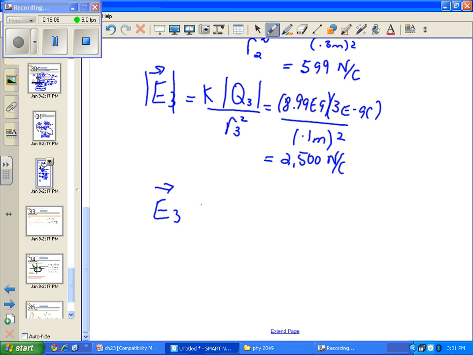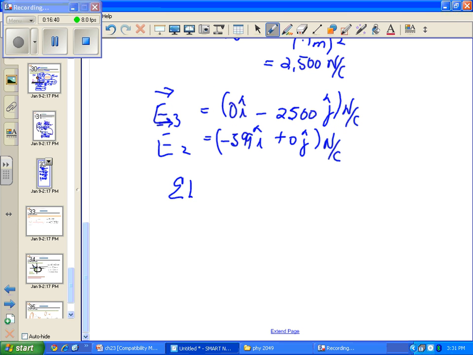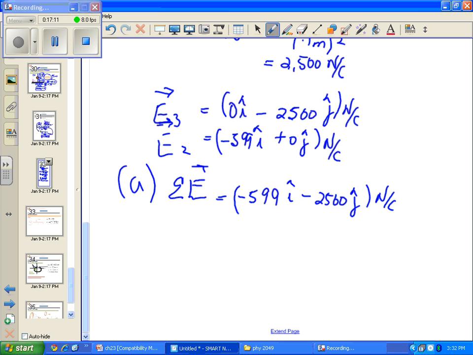Let me begin with E3. The vector E3 has 0 i hat component and a negative 2500 j hat component, with my unit of newton per coulomb. E2, on the other hand, has a minus 599 i hat component plus 0 j hat component. So now, if I want the net electric field at the origin due to both of these source charges, I just add the components. 0 plus negative 599 gives me minus 599 i hat, and minus 2500 plus 0 gives me minus 2500 j hat newtons per coulomb. And that solves part A of the question.